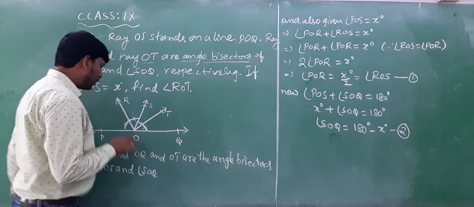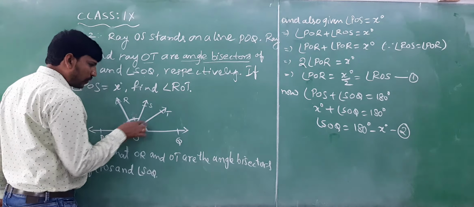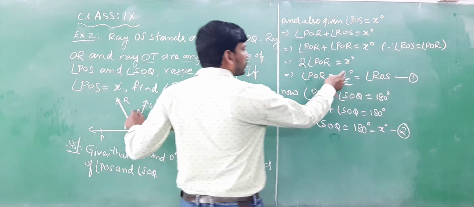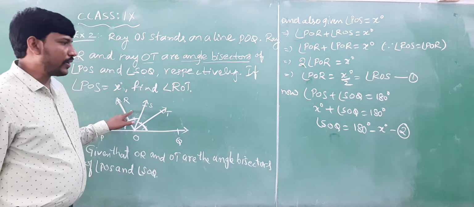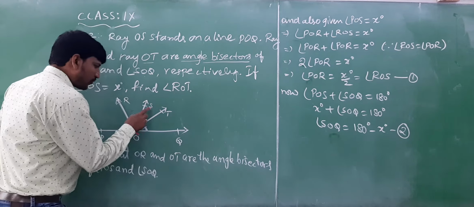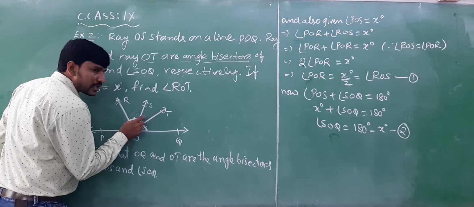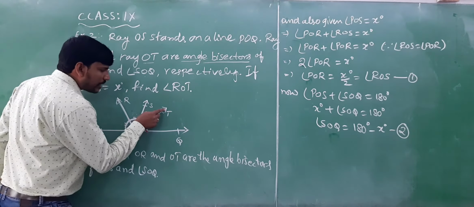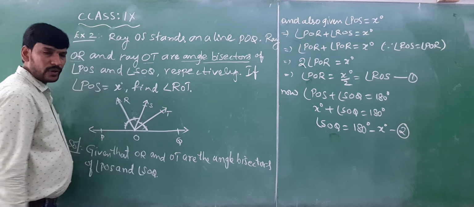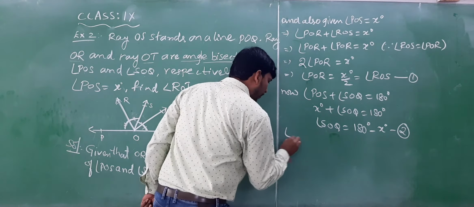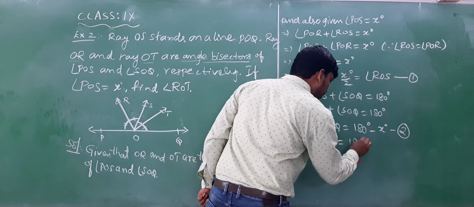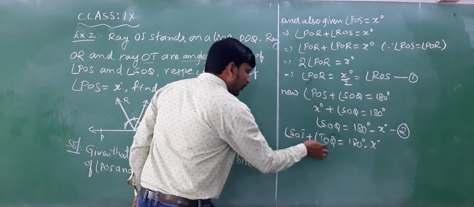We need to find out ROS and SOT. We got ROS is x by 2, and SOQ we got 180 minus x. Now what is the value of SOT? See children, OT is the bisector of angle SOQ. Bisector means these two are equal. So in the place of SOQ, I am going to write SOT plus TOQ is equal to 180 degrees minus x.